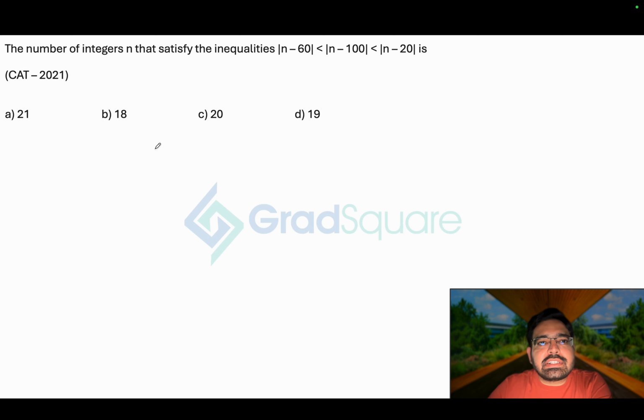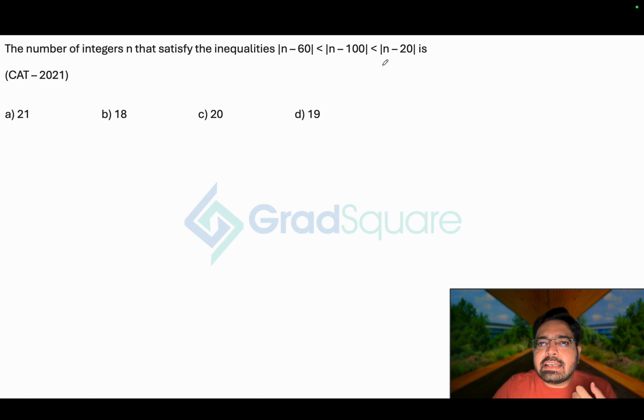The number of integers n that satisfies the inequality that has been given to you. Now, when I look at this inequality, there are modulus over there. Individually, each of these parts of this inequality, we can draw the graph for ourselves. The moment a question comes where you can draw the graph, I prefer we should draw the graph and try and do the question. This is a question coming from CAT 2021 paper.